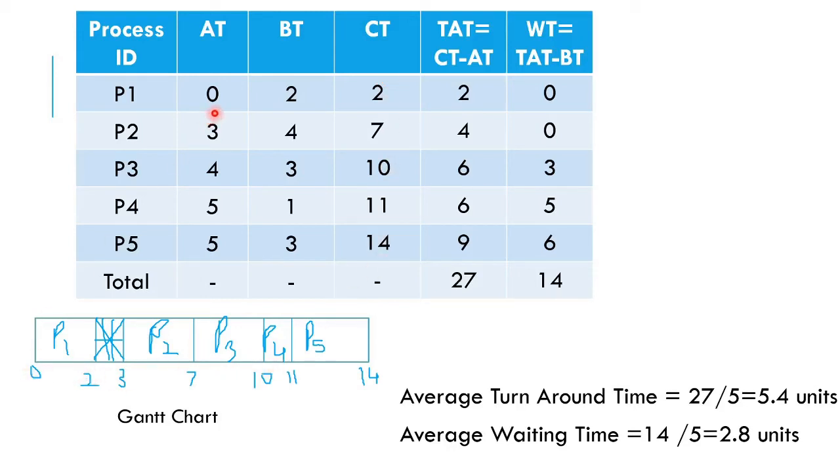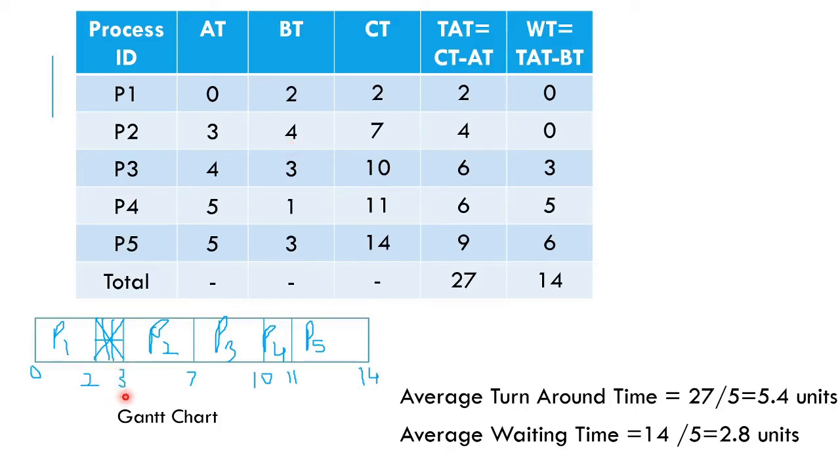Okay, so at arrival time 0, process P1 is there, it is given the CPU and it is going to execute for 2 seconds, and it is done with the execution. Then at arrival time 3, I am getting process P2. So there is no process till 3 because P1 has completed the execution. So this is the time when the CPU is going to remain idle. At 3, process P2 comes and executes for 4 seconds.